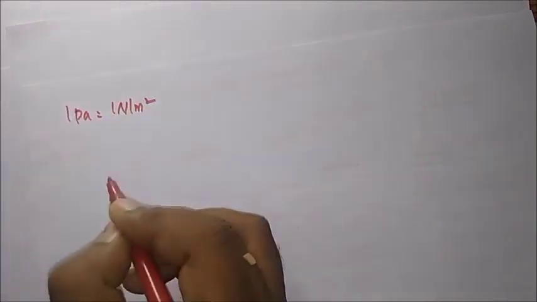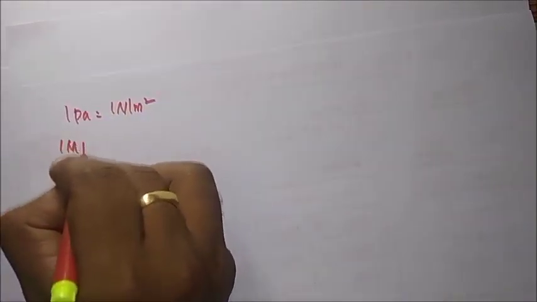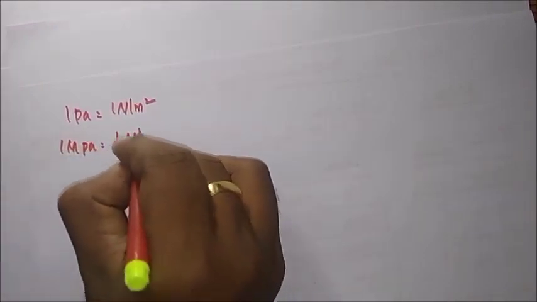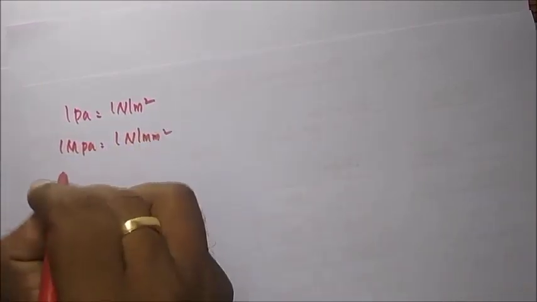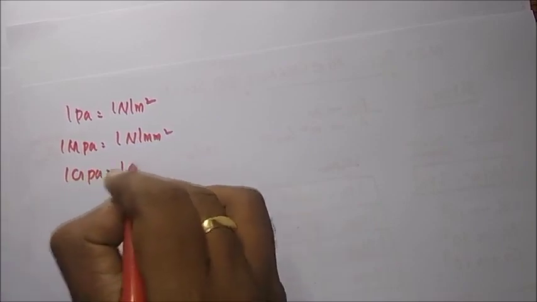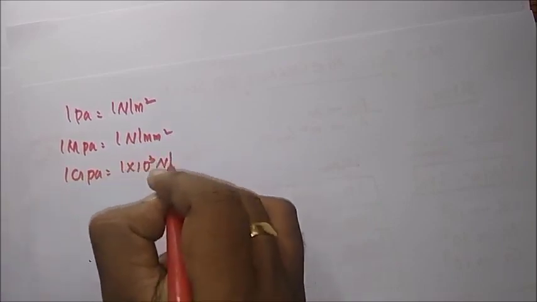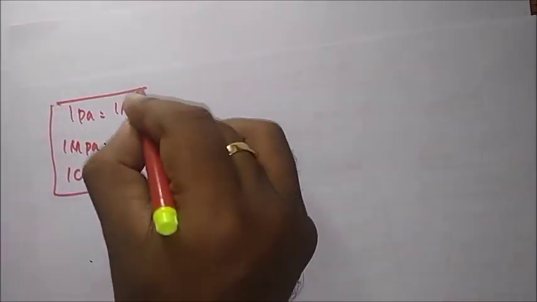The important conversions are: 1 pascal is equal to 1 Newton per meter square. 1 megapascal is equal to 1 Newton per millimeter square. 1 gigapascal is equal to 1 into 10 raised to 3 Newton per millimeter square. These are the important conversions of strength of materials.